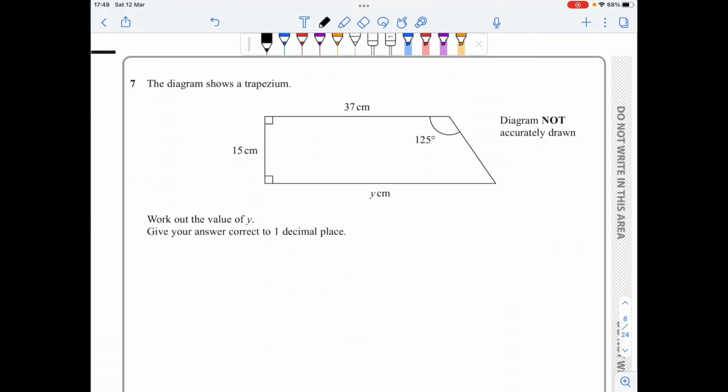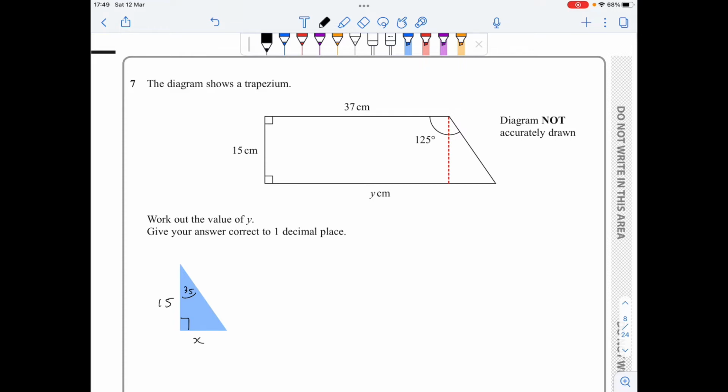For question 7, I'll divide the trapezium into a rectangle and a right angle triangle like this. I will extract the right angle triangle and work with that. The angle at the top is 125 minus 90, so it's 35 degrees. I'll call the base x and the height is equal to 15.